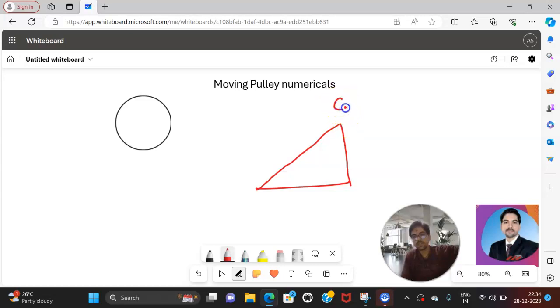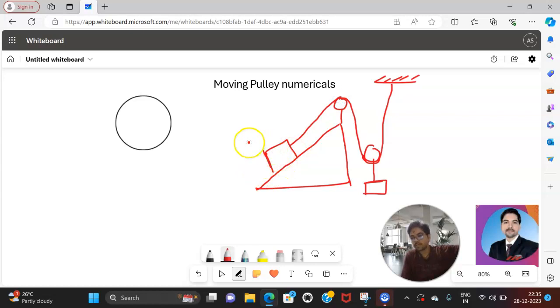This is a pulley. Clear? And there is one more pulley like this. This is a string and it is fixed. Now this pulley is attached with one block, and here is one block on this inclined plane. This is attached with a string like this, and we are giving the acceleration for this block as 4 meter per second square. Clear? Now tell me how to solve this.